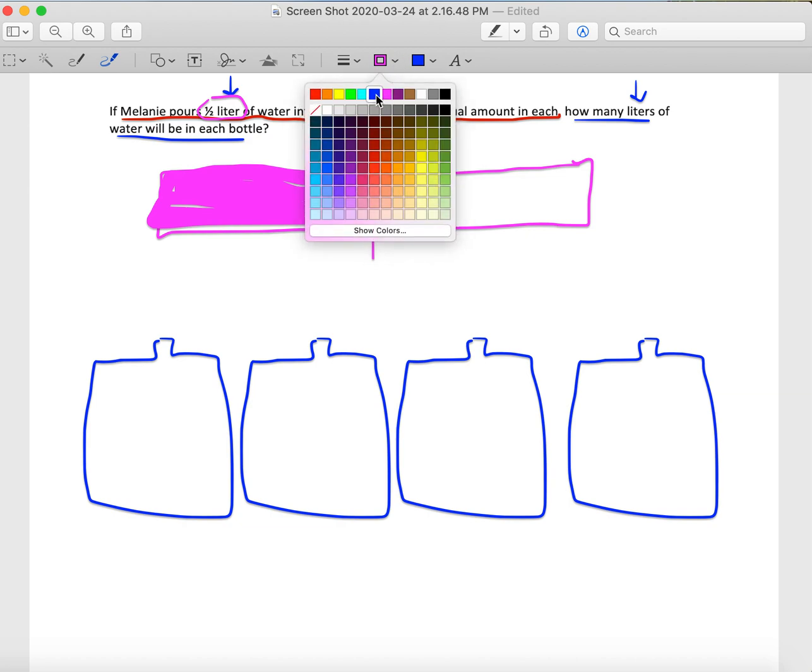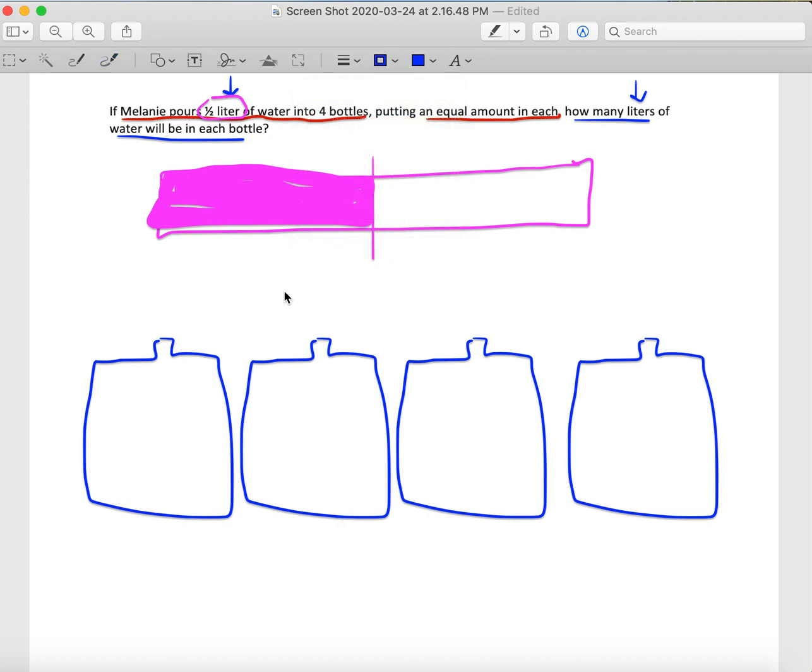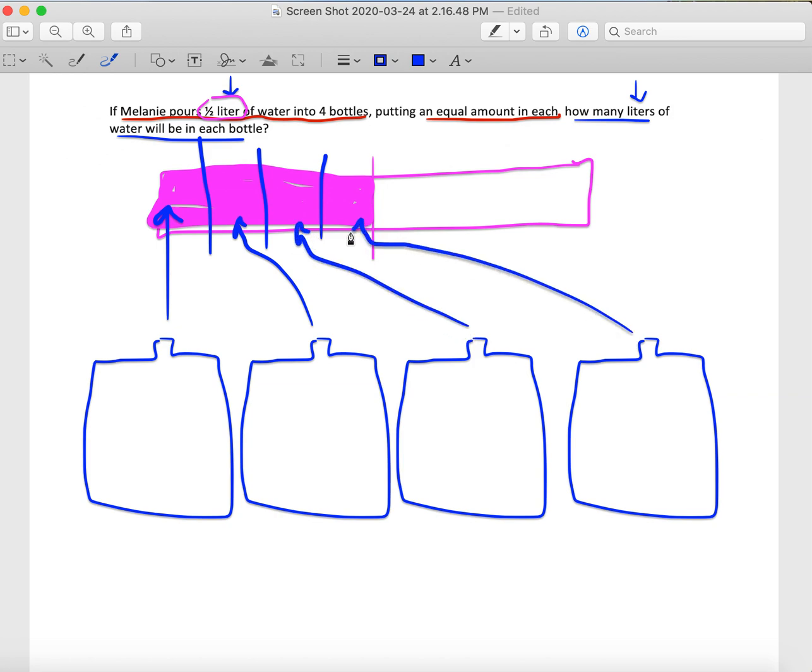So in order to do that, remember, I didn't start with a whole liter. I only started with 1/2. So I need to take this 1/2 and split it into 4, so that this gets this amount, this gets this amount, this gets this amount, and this gets this amount. Well, how many liters is that in each bottle? Because that's the question. If I split this half in 4, I need to split this half in 4 too.